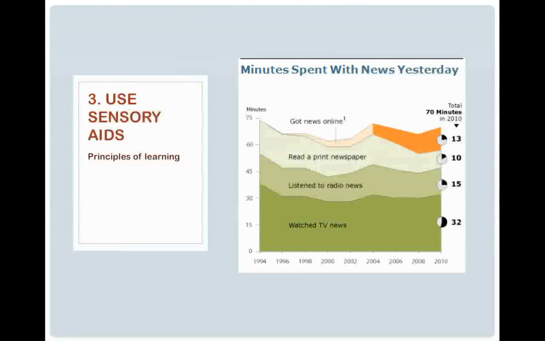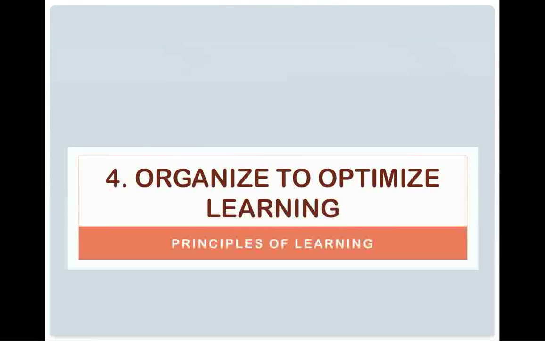This chart makes it easier to see that since 1994, there has been a major increase in how many minutes people spend getting news on the internet. While you can definitely just state that, and your audience will hear it, this visual aid helps people actually see it. The fourth principle of learning is to organize to optimize learning.